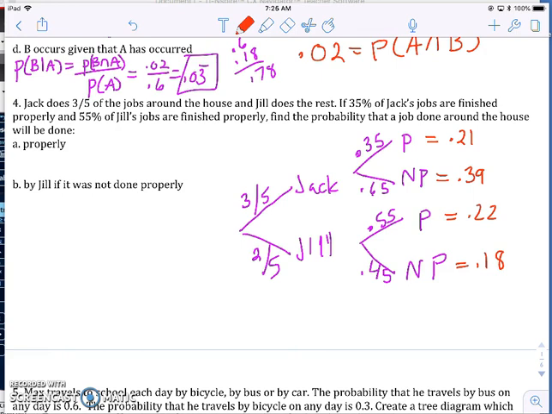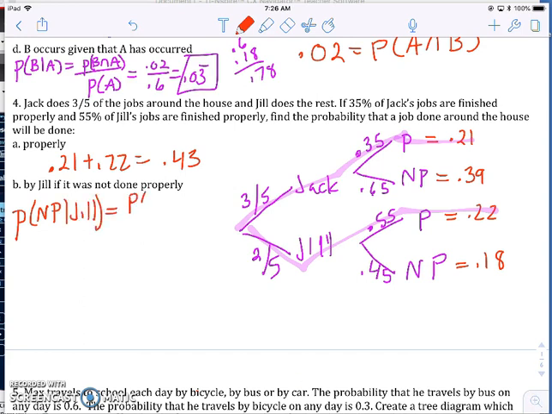Okay, and now let's see. Find the probability that a job done around the house is done properly. So we have this branch and that branch. So 0.21 plus 0.22 equals 0.43. Now, if it was done by Jill, what's the probability it was not done properly?